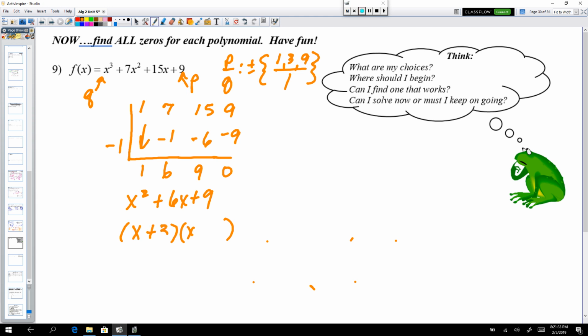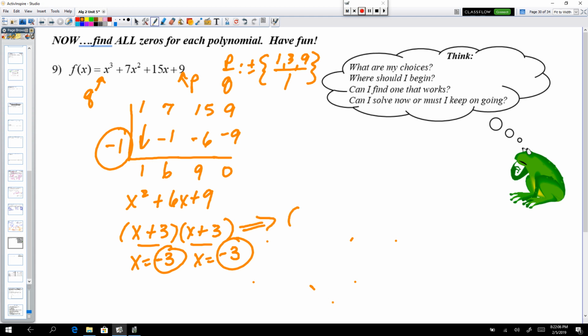Hopefully everybody's shouting. x plus 3 and x plus 3 are the factors of that. If I have x plus 3 and x plus 3, if I want the zeros that go along with those factors, we all know that x equals -3 and x equals -3. That is our last 2 solutions. So our first solution was that cut through at -1, and then we had our bounce at -3. So those are our 3 solutions. Those are our 3 zeros.